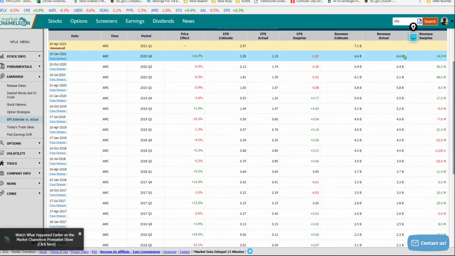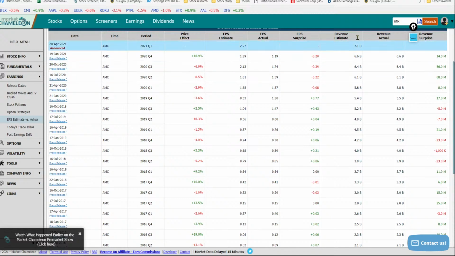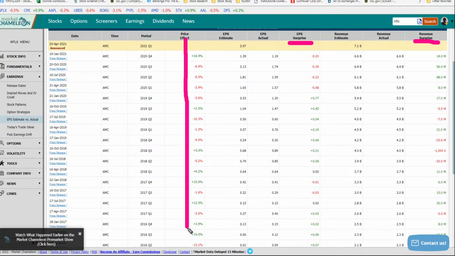So revenue surprise is here for Netflix, and EPS surprise is here, right? So this is telling you what they actually did versus the price effect for what they did, right?